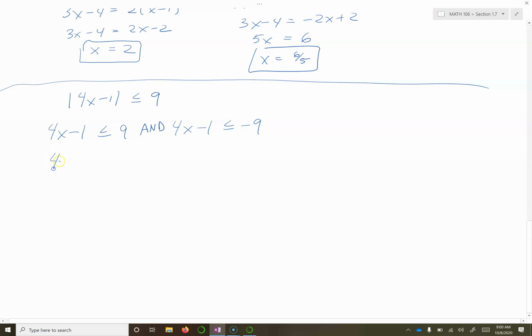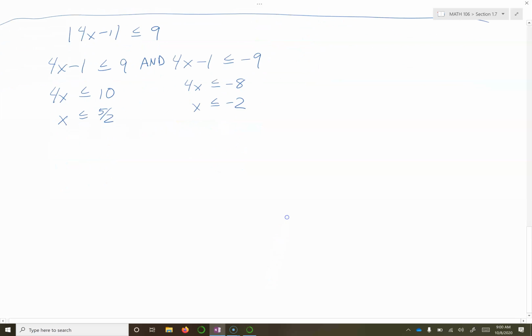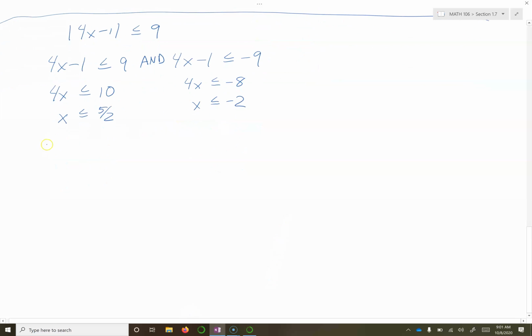Okay, so let's solve this. We have 4x is less than or equal to, I'm going to add the 1, we get 10. So x is less than or equal to 10/4, which is 5/2. And what do we have over here? We have 4x less than or equal to, I bring a positive 1 over there, we have a negative 8. And then x is less than or equal to negative 2. Good so far? All right, so it's an and. So we have to put these on a number line.